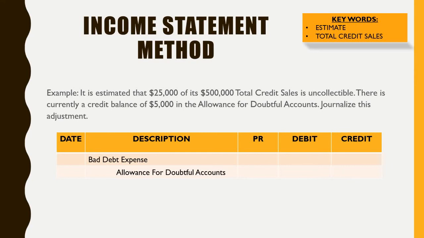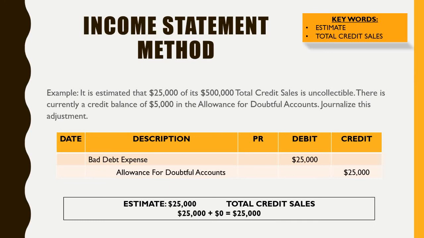Even if you have another example right here where you have $25,000 of your $500,000 total credit sales, but this time you have a credit balance in your allowance for doubtful accounts for $5,000, if you go through the steps and the scenarios that I've told you, you only recognize the estimated amount. You don't even care about whatever balance is in the allowance for doubtful accounts because it doesn't even show up on the income statement. So in this case, even if you had a debit or credit in the allowance for doubtful accounts, it doesn't matter. You're still going to just take that $25,000 from the estimated amount because it is the income statement method. Okay? Any questions here?